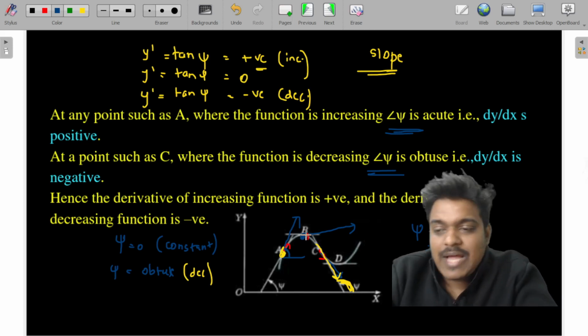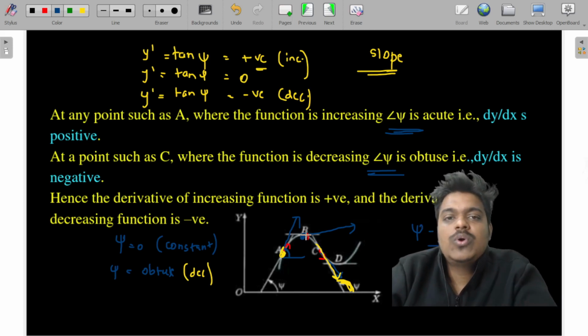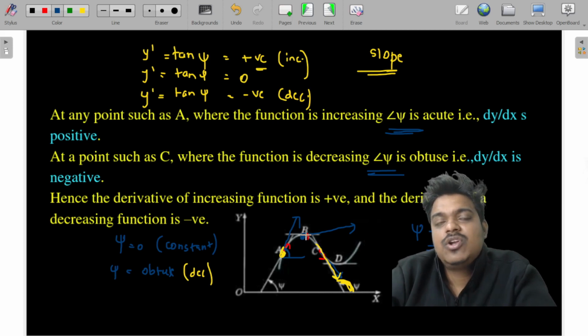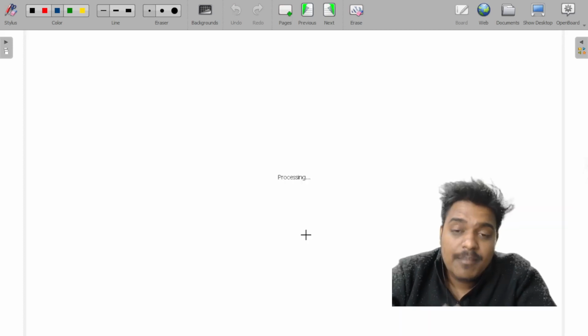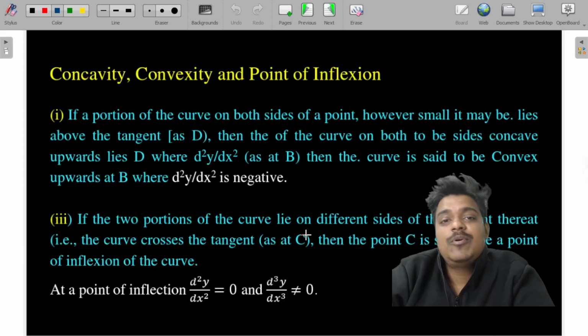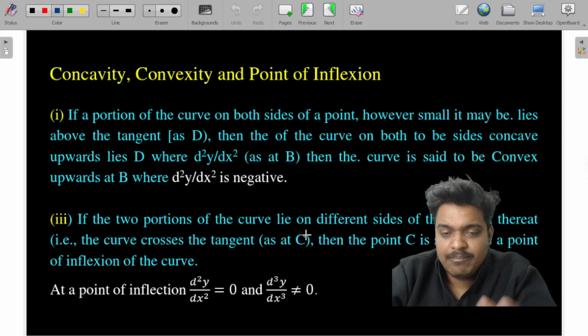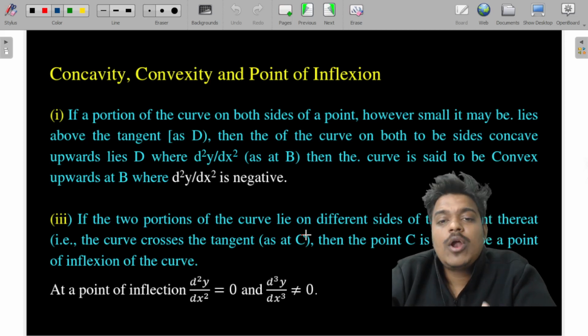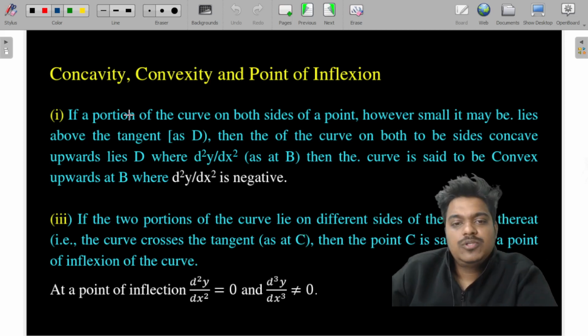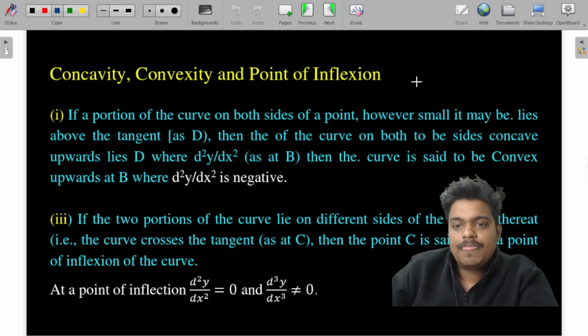Okay sir, so that is clear. Till now I know how to calculate whether a function is increasing or decreasing. But there is a next type of question that is asked in the exam. What do you mean by concavity, convexivity, and point of inflection? So I'll tell you what you mean by this.